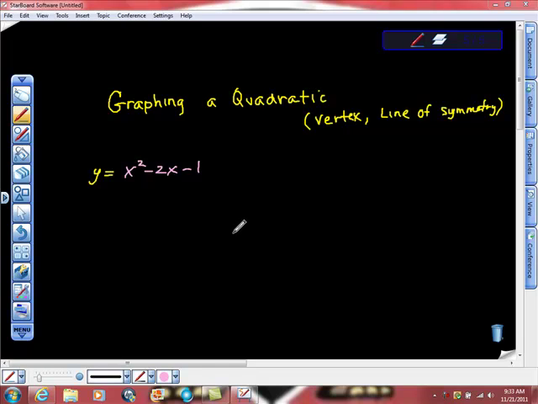A quick video on graphing a quadratic function. This is just with the vertex and the line of symmetry. So actually you can get a y-intercept here. It's really easy also. Let's try to get these things.